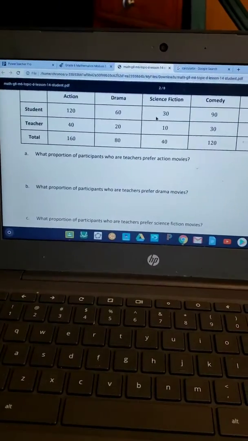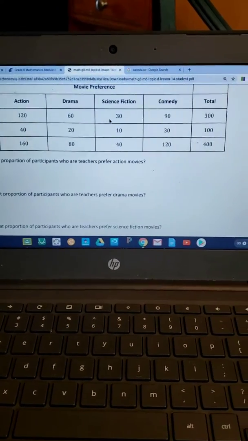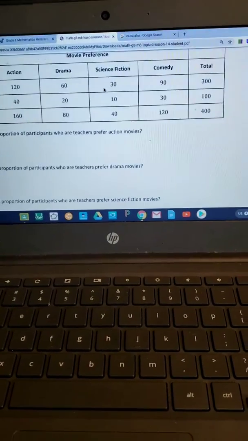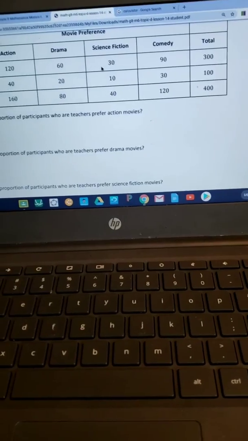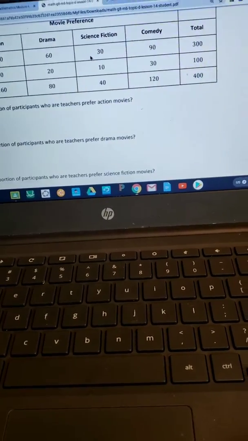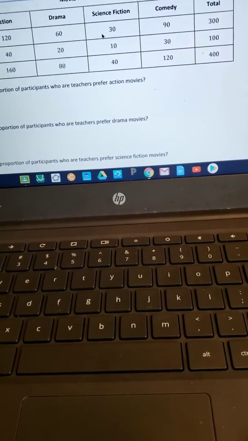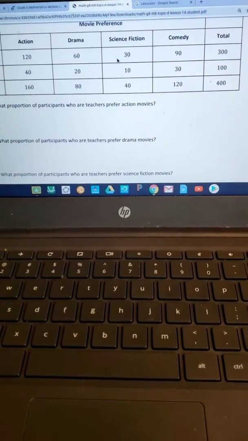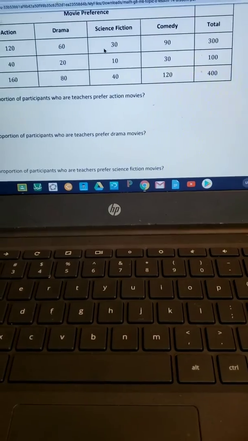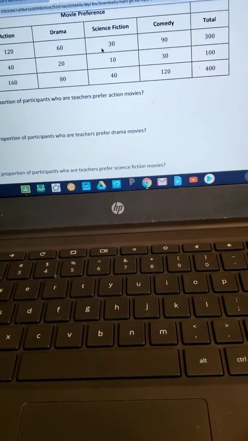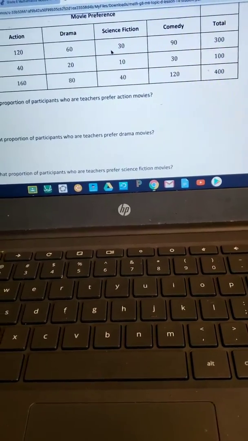Now I'm going to do the percentage for science fiction and comedy. Science fiction is going to be 30 over 300, which should be 10%. And the comedy is going to be 90 over 300, which is 0.3 or 30%. And so here's the work for that one.